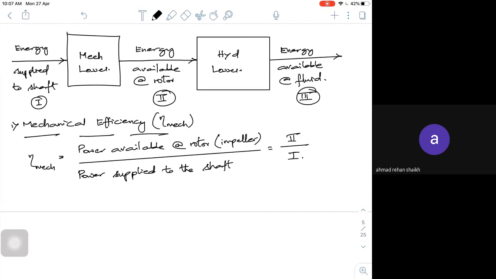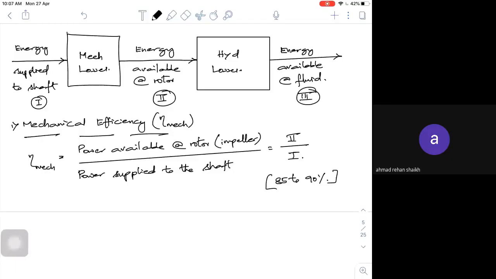Usually this efficiency will be roughly around 85 to 90%. So in numericals, if nothing is given, there will be 10% loss, mainly because of friction or whatever other type of bearing loss it may be. This we have already discussed. I'm just recapping all the points we have discussed.